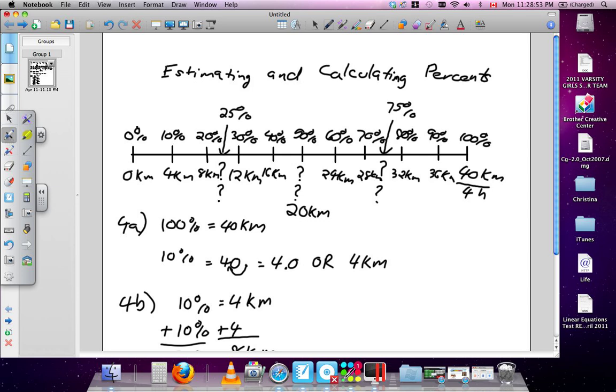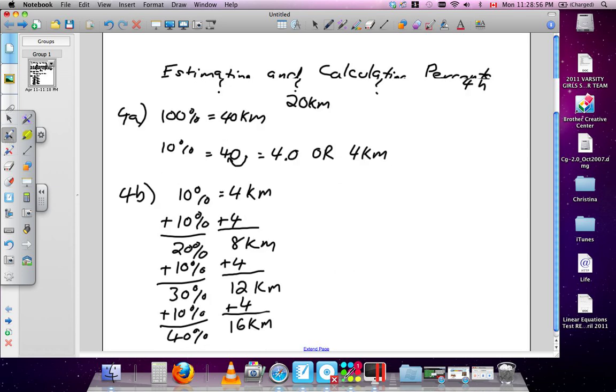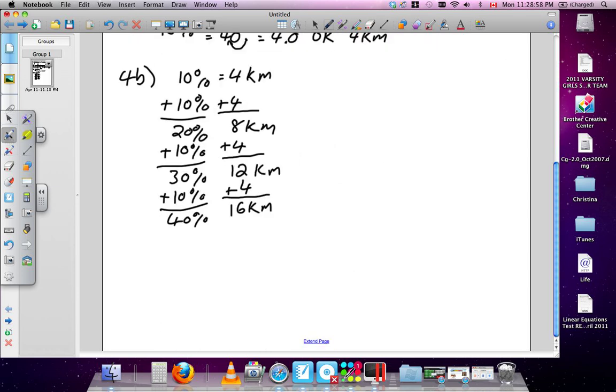Okay. Now, they want us to do 2 other parts. 4C. Now, technically, we could have found 50%. We found it using the tens. We could have found 50% using what our knowledge of 100% was. If I had 100% and we knew it was 40 kilometers, I just have to divide in half. I know that 50% is half of 100. So if I can find half of 40, so I divide 40 by 2. That's how we find half of something.